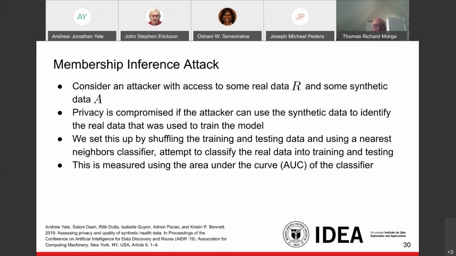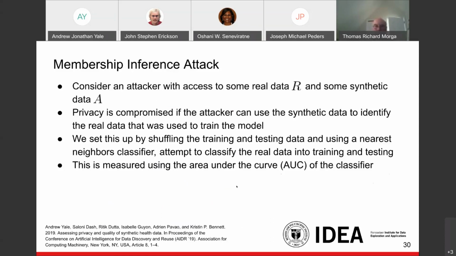Another metric we're using is the membership inference attack. A lot of times this scenario is used when you have data and you're trying to figure out whether the data was used to train a model. This is a slightly different scenario, because we want to consider an attacker with access to some of the real data and some of our synthetic data. Basically, we want to see if the attacker can use the synthetic data to identify the real data.